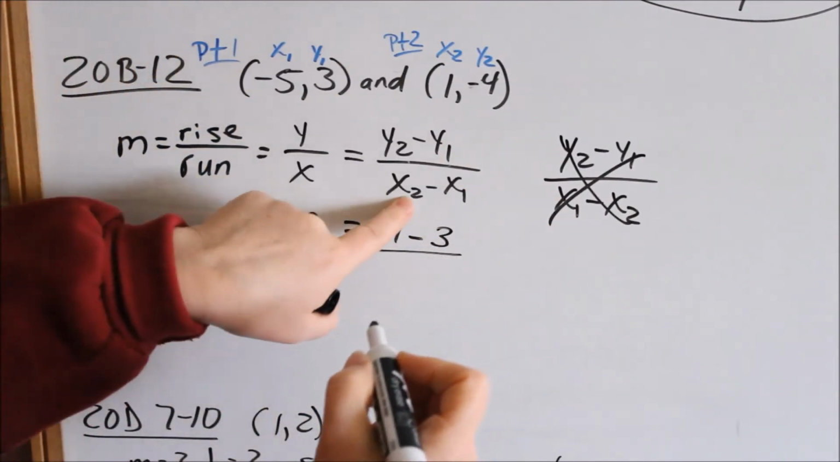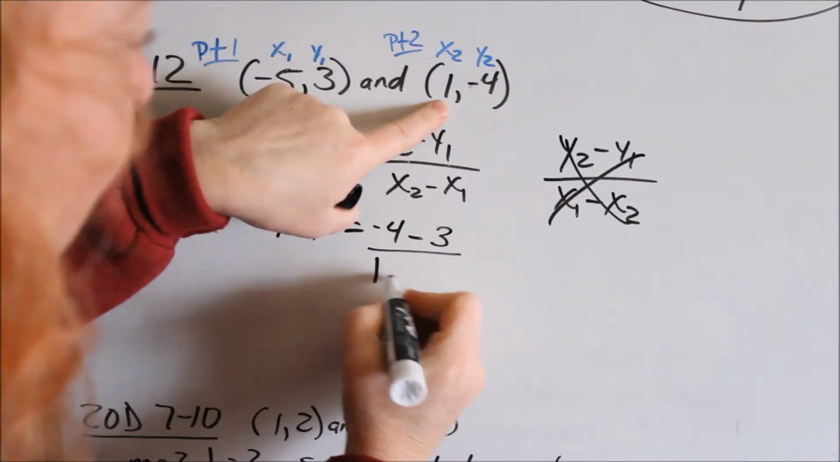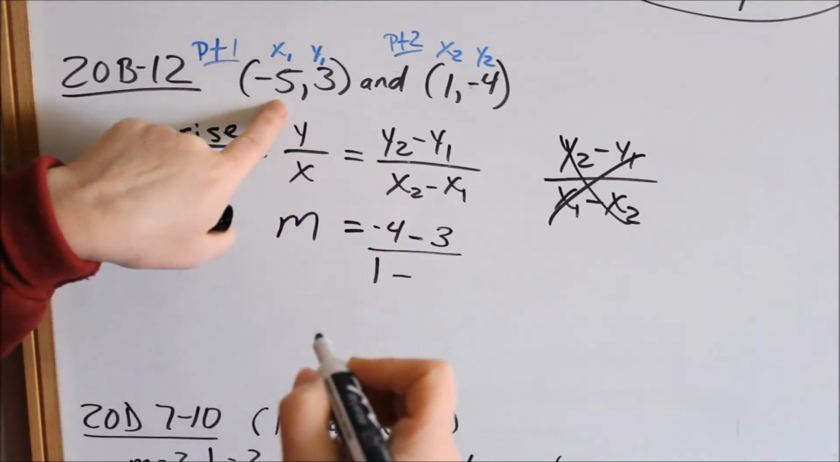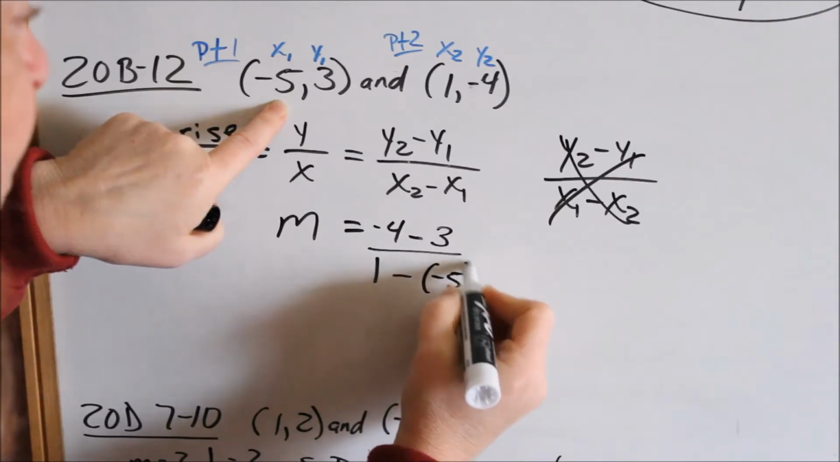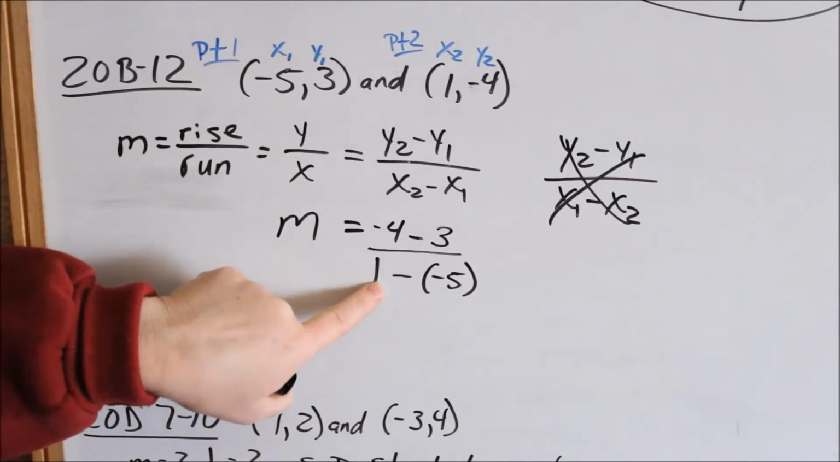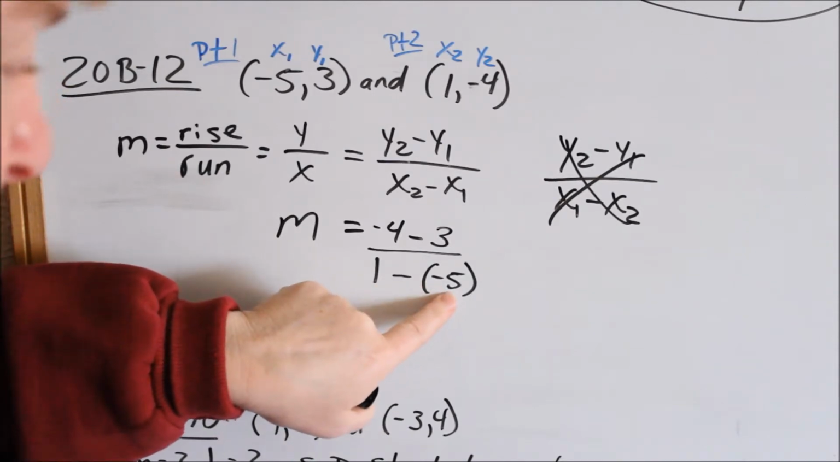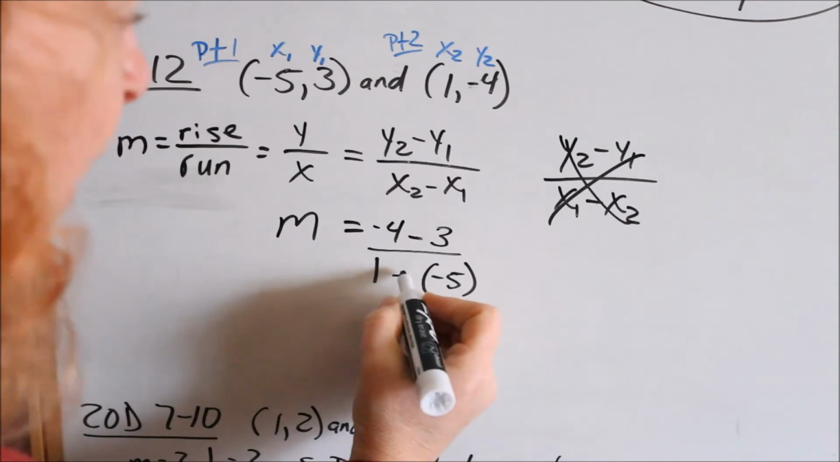All over my x value from point 2, that's this one right here, 1. Minus, the formula is a minus. My x value for point 1 is a -5. It's very important to keep up with your negatives. This was my second value from x minus the first value. Keep up with your negatives. When you do minus a negative, what happens?